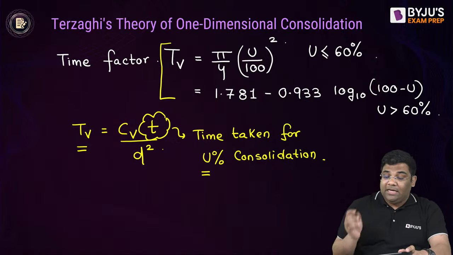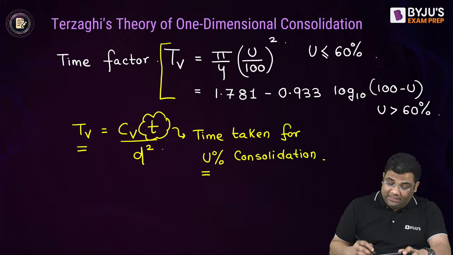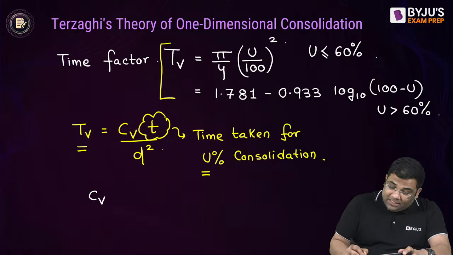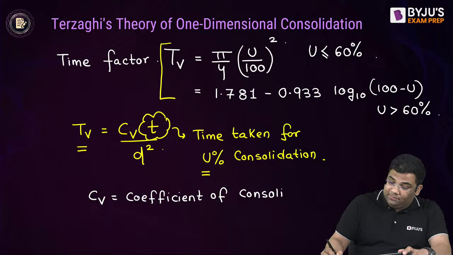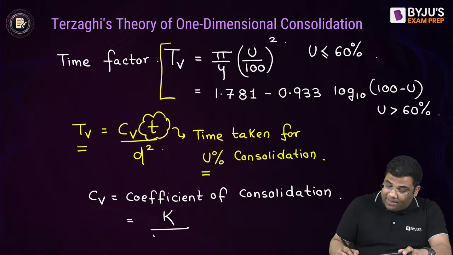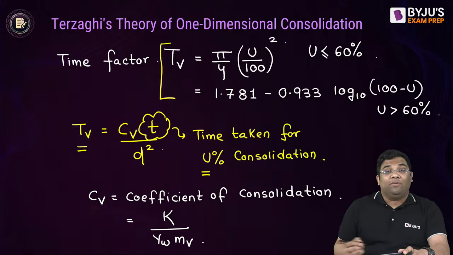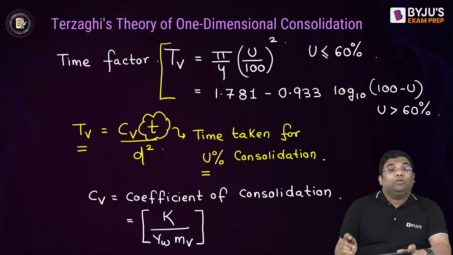Now once you find TV, you can use this formula to find out the time taken for that particular percentage of consolidation. What are the other terms? The other terms are CV. What is this CV? This CV is the coefficient of consolidation. And what is the formula for this? The formula for coefficient of consolidation is the coefficient of permeability divided by gamma w into mv. We saw mv in the other equations. Now this is the coefficient of consolidation.